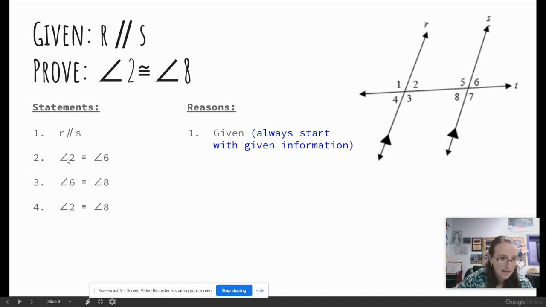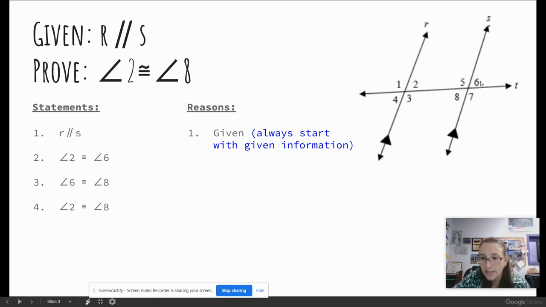So now we have to go from here. Here's my next statement. I'm going to have to give a reason for why this statement is true. And again, the whole purpose of this is, in the end, I want to prove that angle 2 is equal to angle 8. That's my goal. So let's look at angle 2 and angle 6. Here's angle 2 and here's angle 6. What I have said is that those angles are equal, and now I need to give a reason.